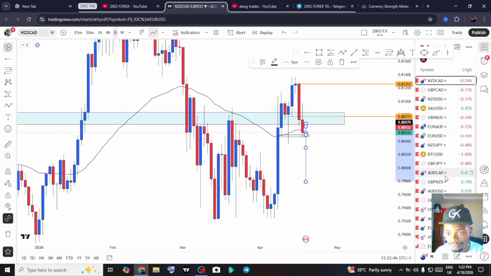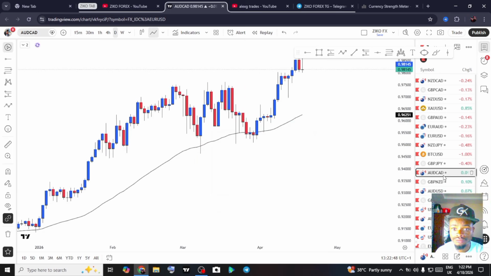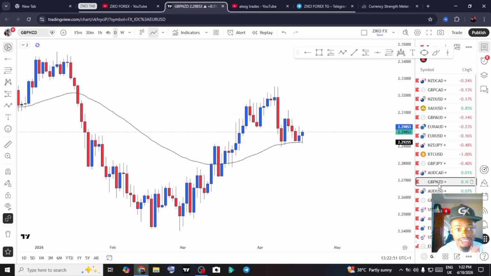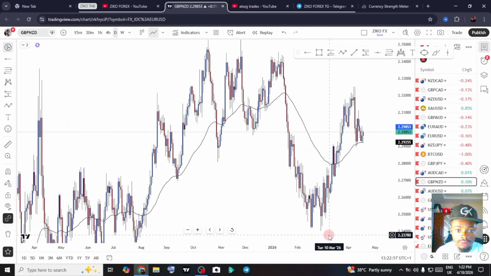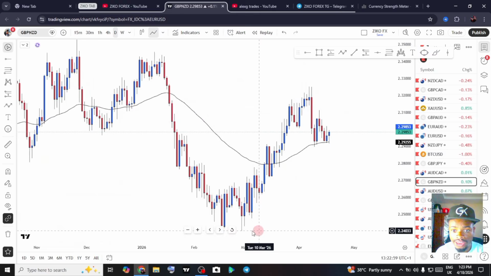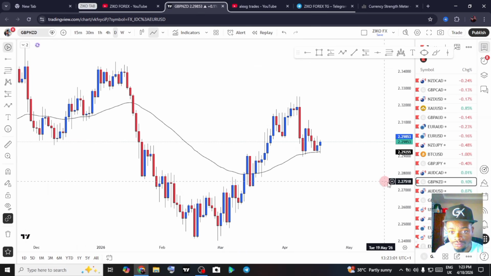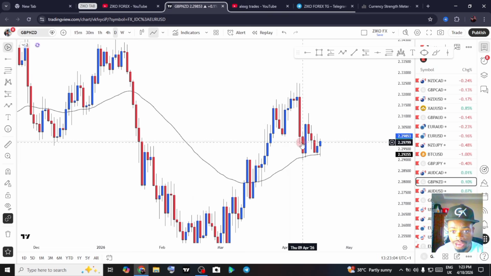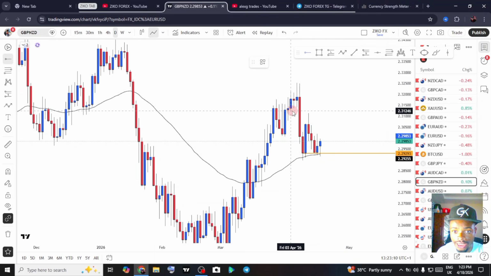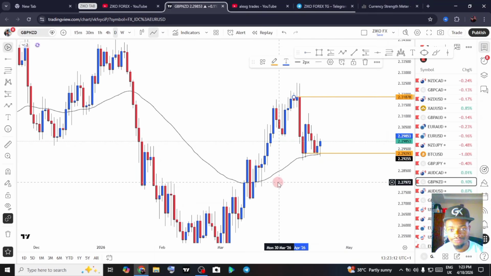NZD CAD. GBP NZD next pair. All right. So GBP NZD, let us see what we have. Okay, so daily time frame is bearish. Daily time frame is actually bearish because this right here is actually the lower low, and the lower high for that is this one right here.